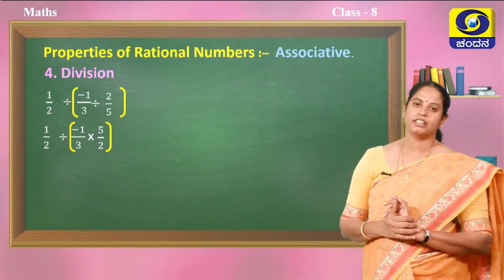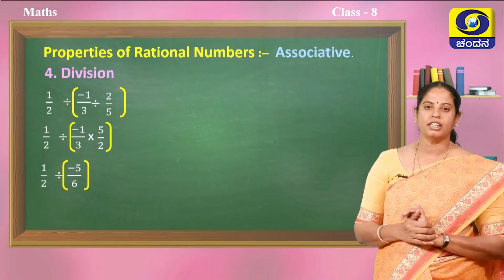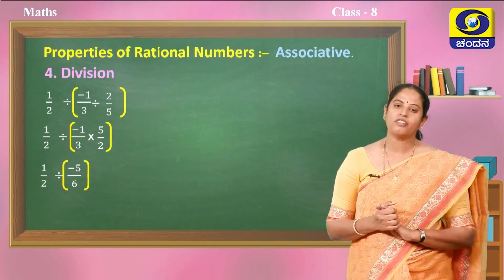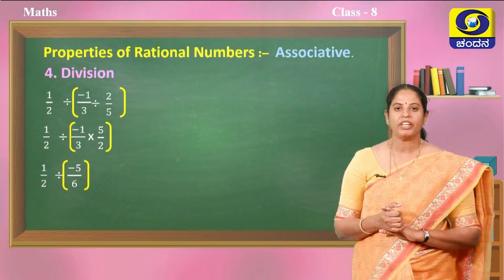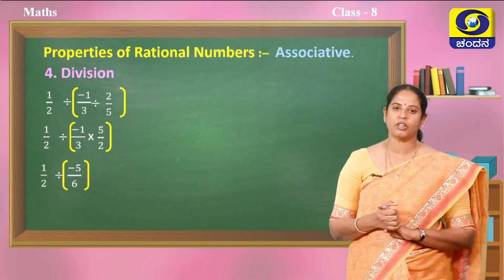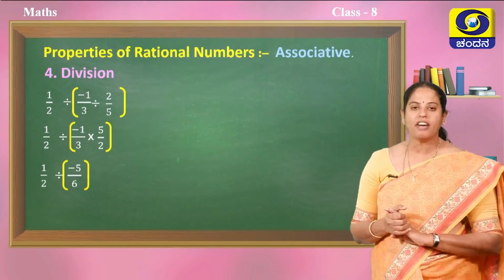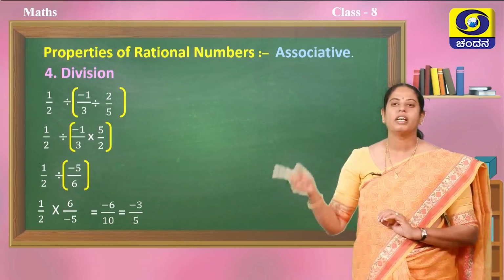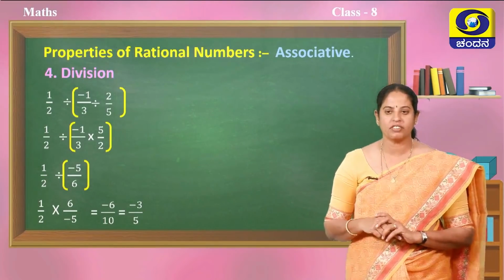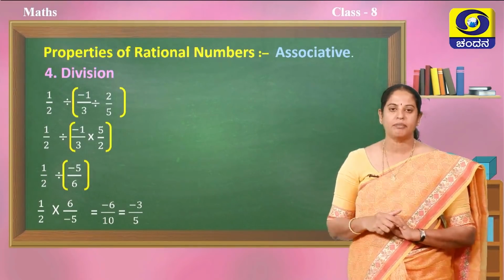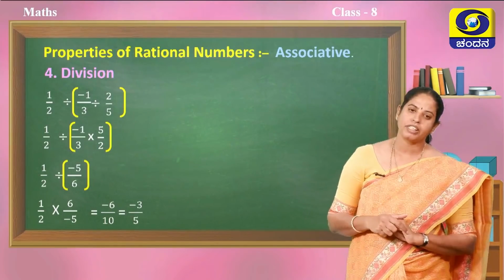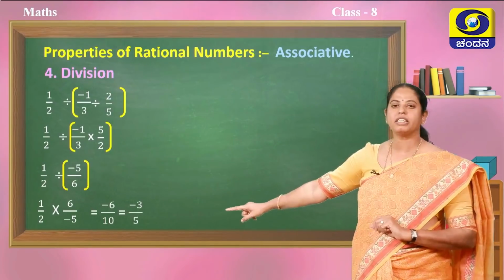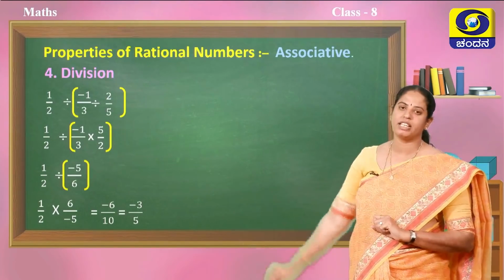What is the answer? We know the division, we take the reciprocal of division, that is multiplication. So, reciprocal of 2 by 5 is 5 by 2. When 5 by 2 is multiplied to minus 1 by 3, I am getting minus 5 by 6. Now, I am dividing 1 by 2 by minus 5 by 6. That means, again I am writing the reciprocal of division, inverse of division, that is multiplication, by writing the reciprocal for minus 5 by 6 as 6 by minus 5. On simplification, I am getting minus 3 by 5 as answer.